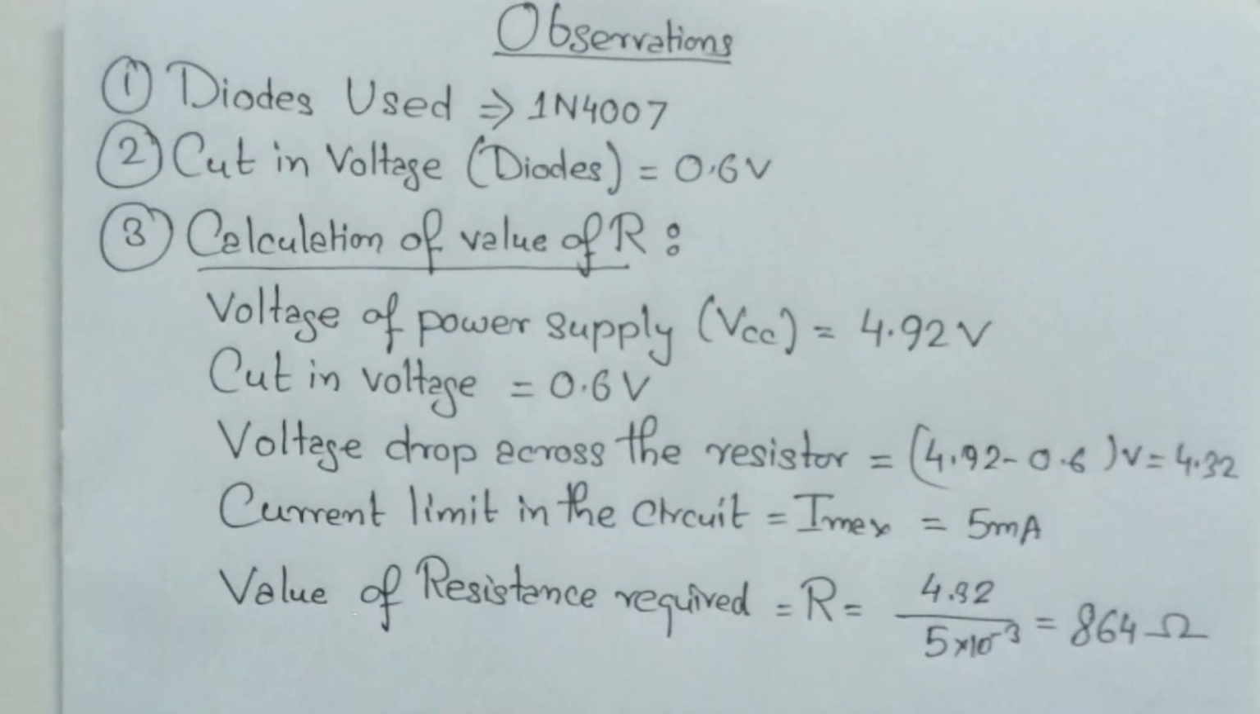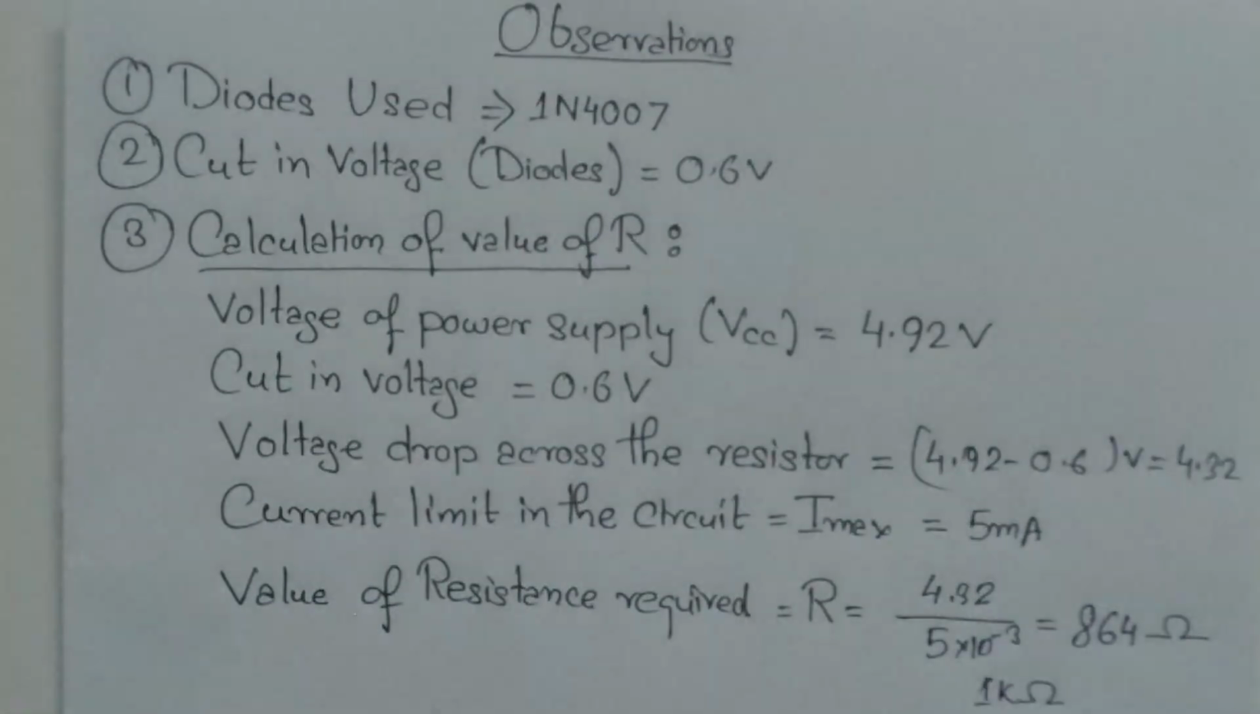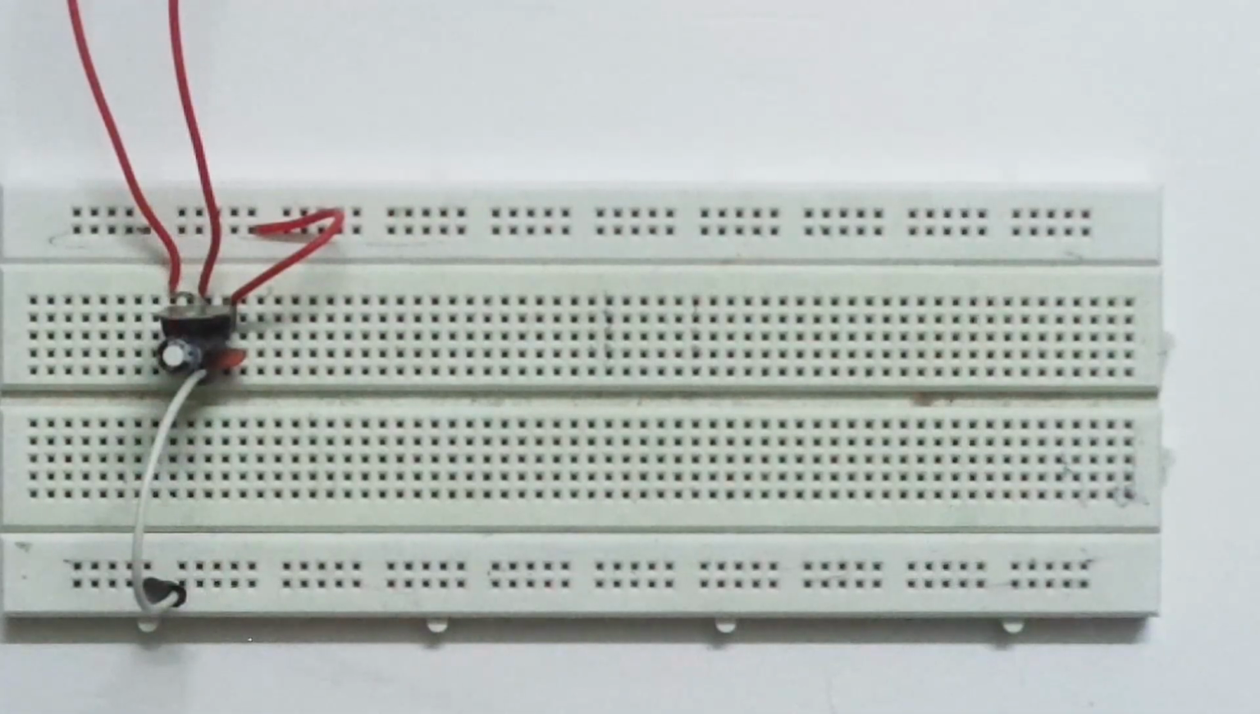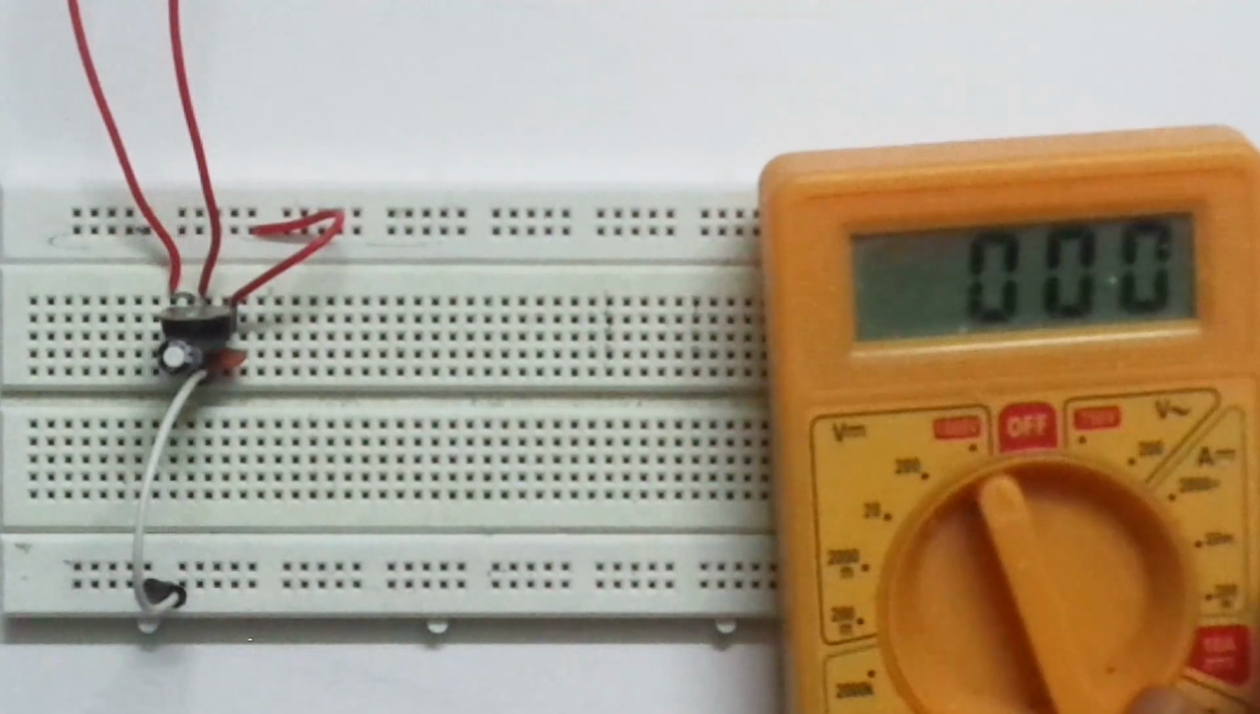864 ohm. Commercially, 864 ohm resistors are not available, but we can use a 1 kilo ohm resistor instead. So in this circuit we will use a 1 kilo ohm resistor. Now let's make the circuit. Before making the circuit, first let's check the voltage of the power supply.